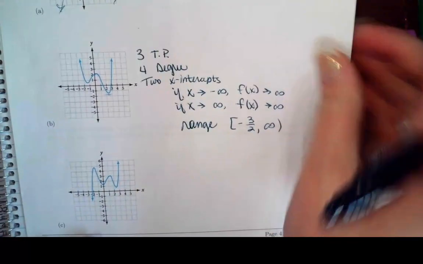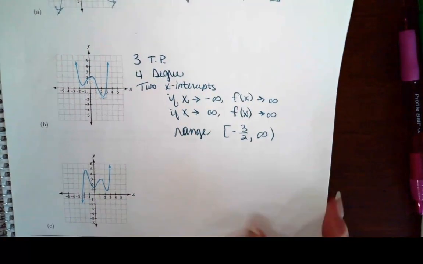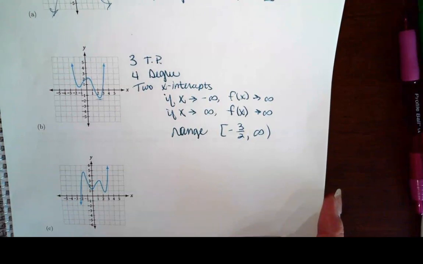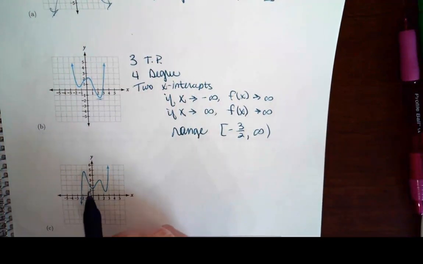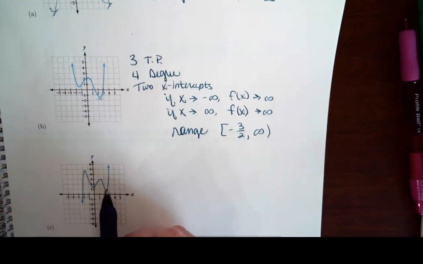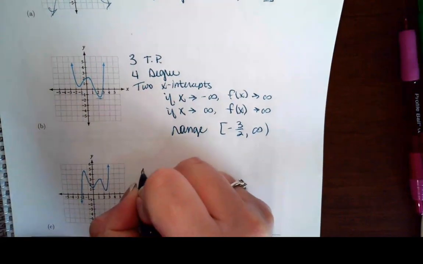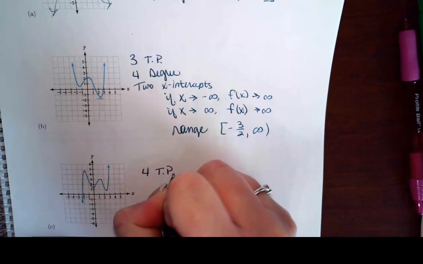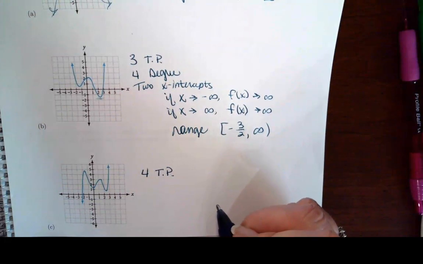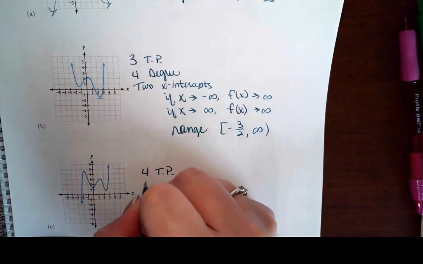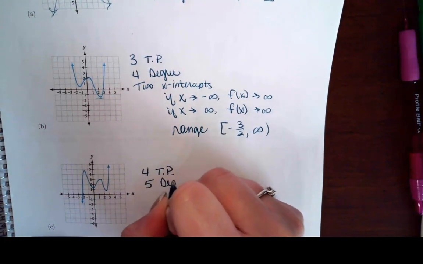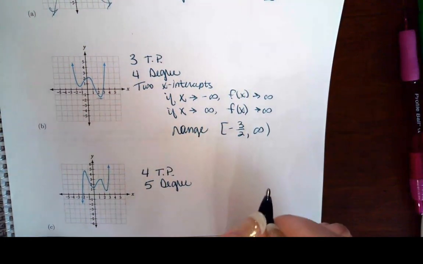So let's look at this one. Okay? I would like to know, first of all, how many turning points do I have? So I've got 1, 2, 3, 4 turning points. So 4 turning points, add 1, and that's the least possible degree you can have. So this would be a 5th degree polynomial.